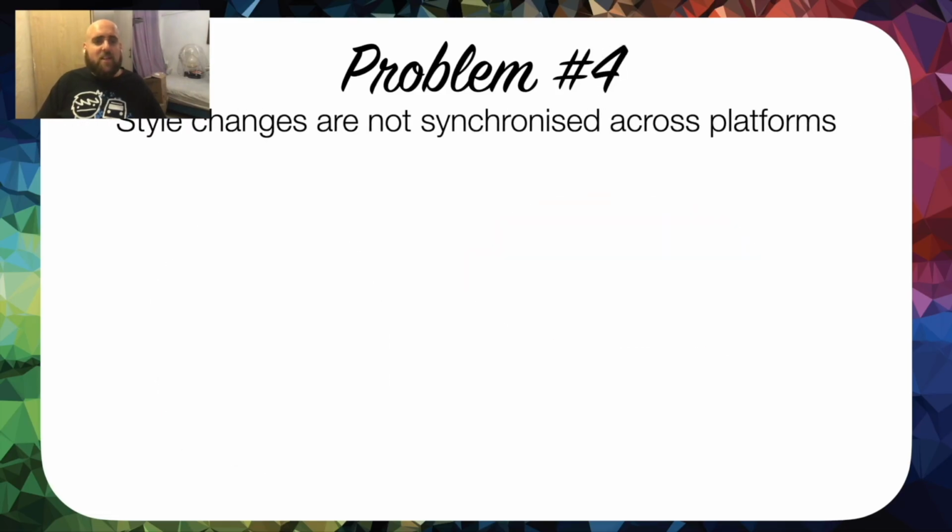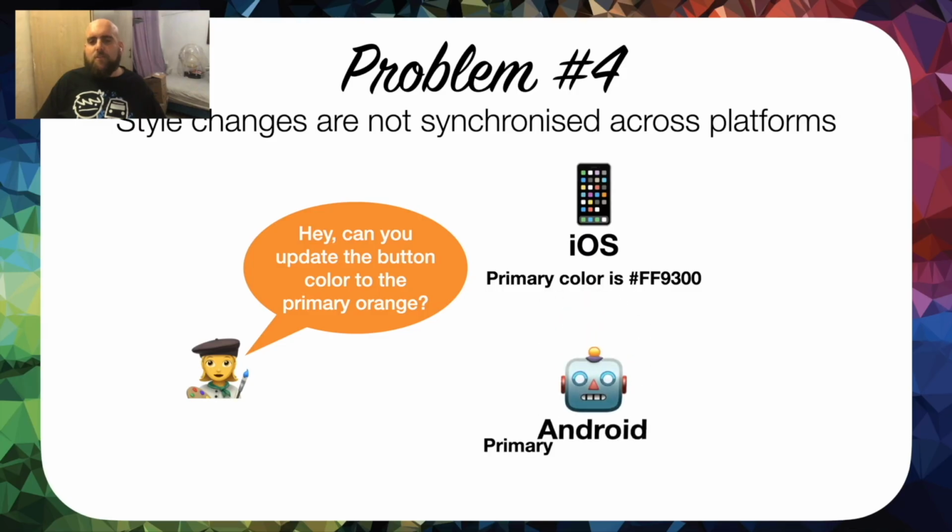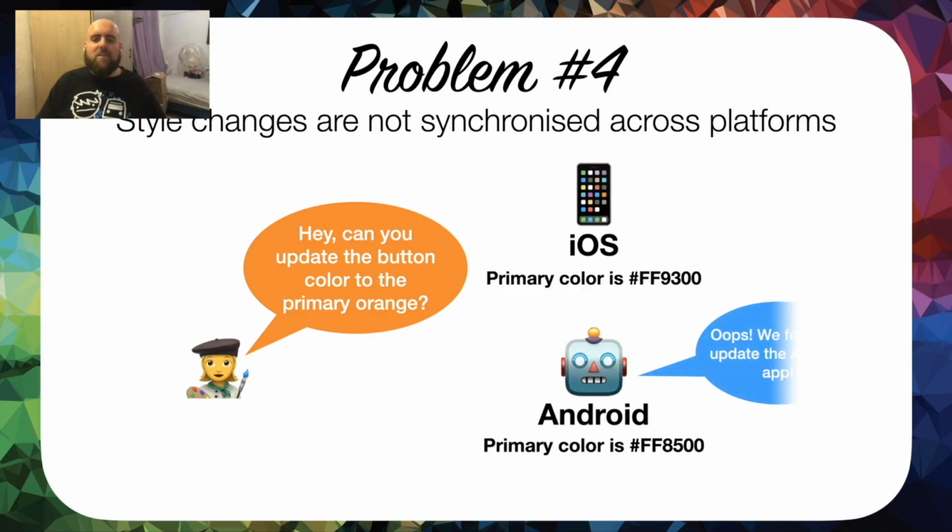Next problem is that the style changes were not synchronized across the platforms. For example, if the designer would say, can you update the button to primary orange? Even if we would have some primary orange naming, it would not be consistent between the platforms. It might have actual different colors behind it because it was very man-made, basically, handmade.